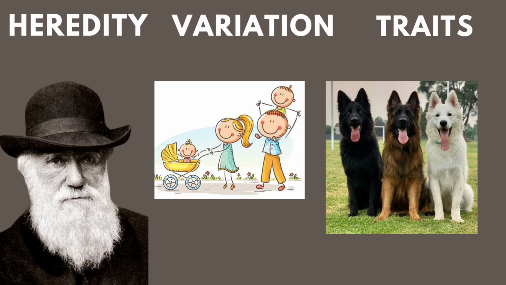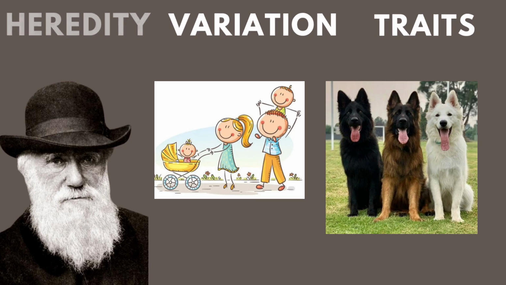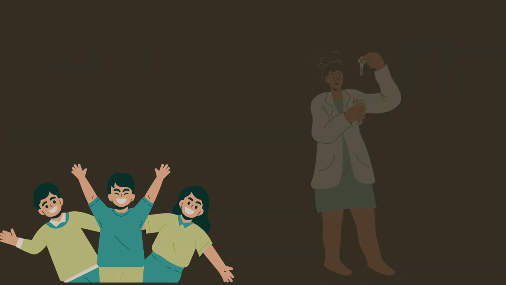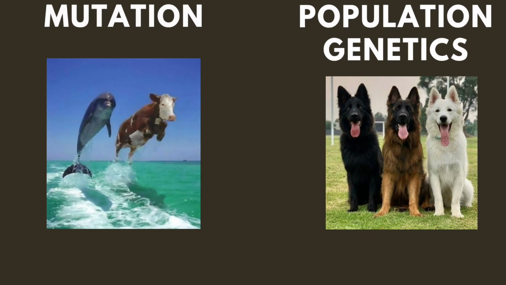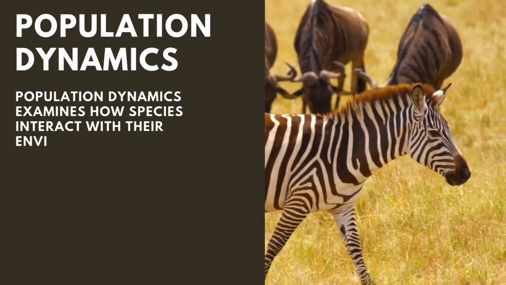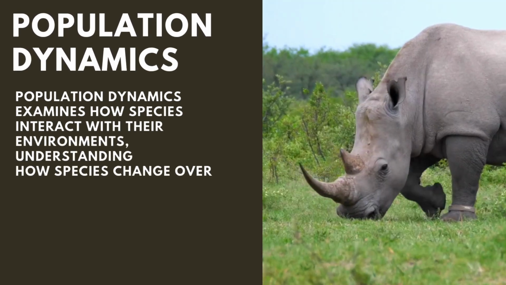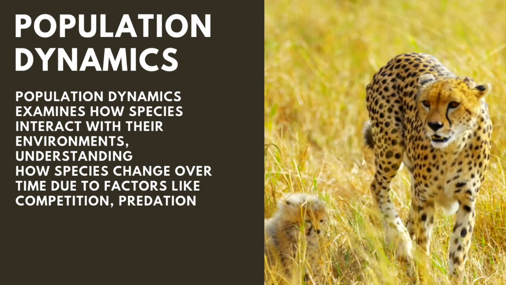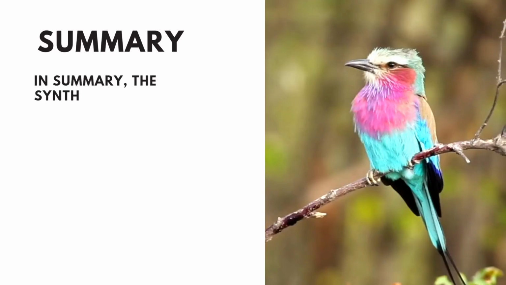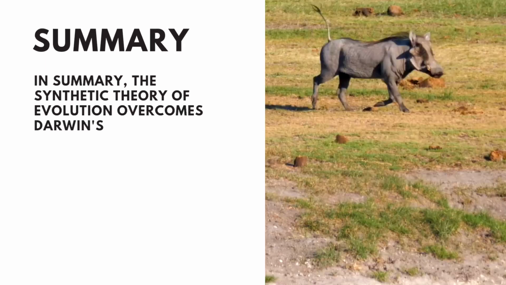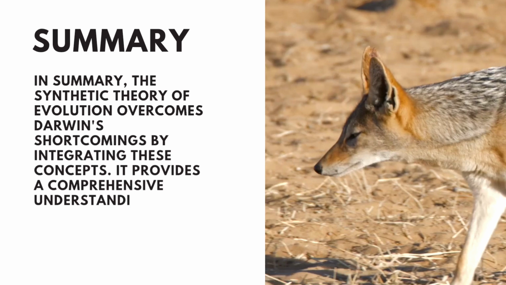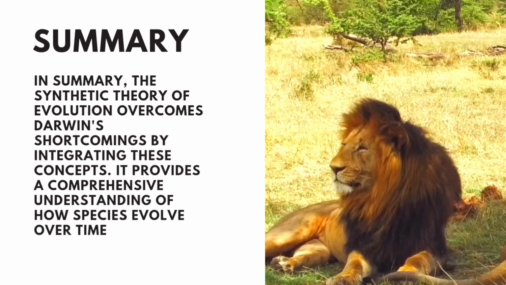To fill these gaps, several key concepts emerged as exponents of the synthetic theory of evolution: population dynamics, genetics, mutation, and population genetics. Population dynamics examines how species interact with their environments, understanding how species change over time due to factors like competition, predation, and environmental changes. In summary, the synthetic theory of evolution overcomes Darwin's shortcomings by integrating these concepts. It provides a comprehensive understanding of how species evolve over time.